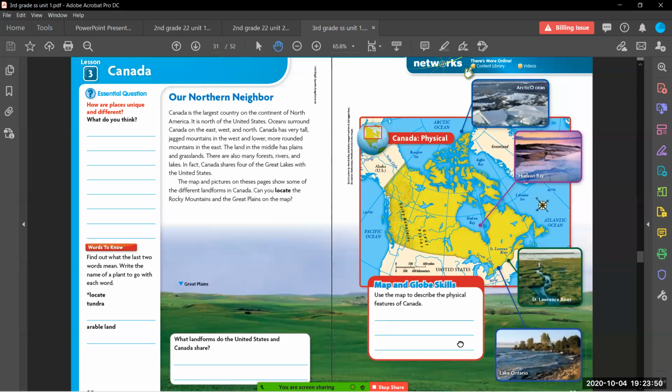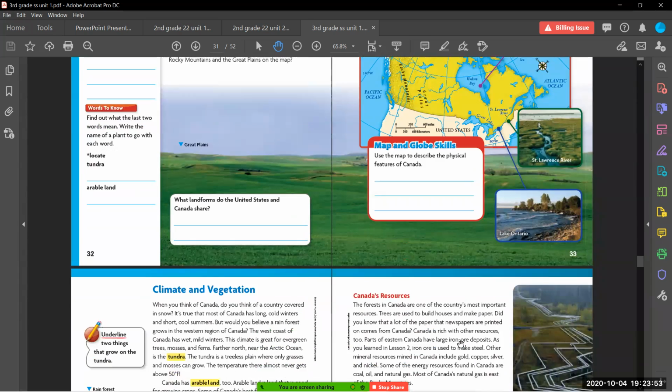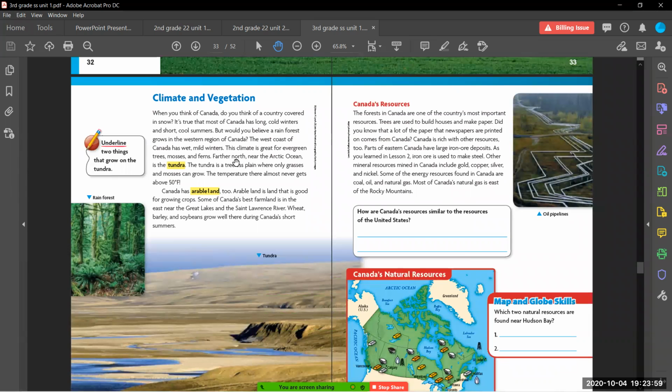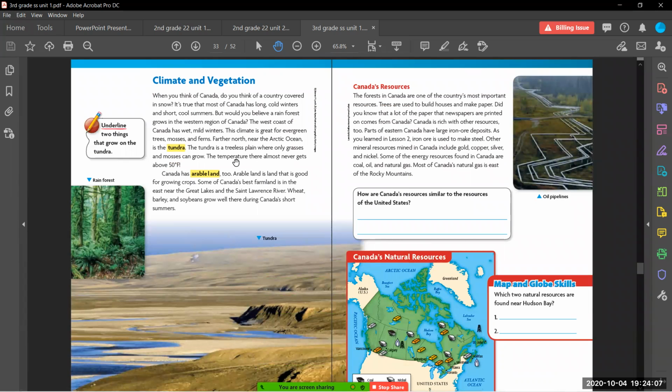Now, once you've completed that, we're going to go down to our next pages where we're going to be talking about climate and vegetation. When you think of Canada, do you think of a country covered in snow? It's true that most of Canada has long cold winters and short cool summers, but would you believe a rainforest grows in the western region of Canada? The west coast of Canada has wet, mild winters. The climate is great for evergreen trees, mosses, and ferns. Farther north near the Arctic Ocean is the tundra. The tundra is a treeless plain where only grasses and mosses can grow.